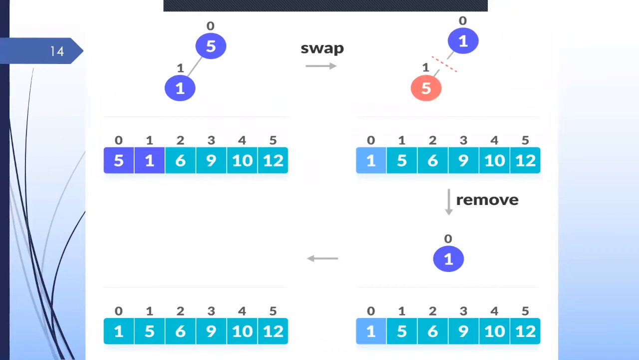Now see the root element is 5 and the last element is 1. So swap 5 and 1, and see 5 is set in its position. So remove 5, and see one element in the tree, and it is set in its perfect position. And see the array is sorted.